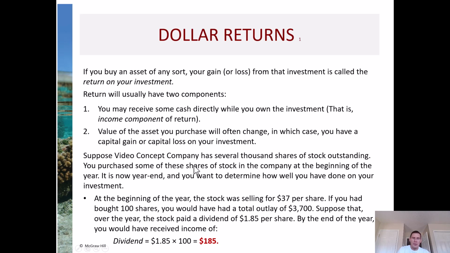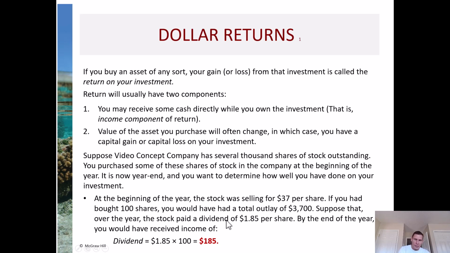So suppose the Video Concept Company has several thousand shares of stock outstanding. You purchase some of those shares of stock in the company at the beginning of the year. Now you're at the end of the year, you're trying to figure out how you've done on your investment. So at the beginning of the year, the stock was selling for $37 per share. If you had bought 100 shares, you'd have a total outlay of $3,700.